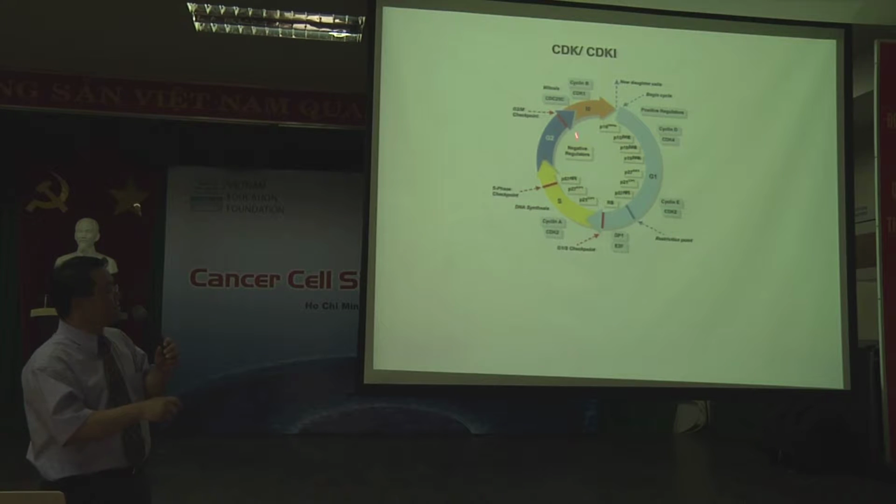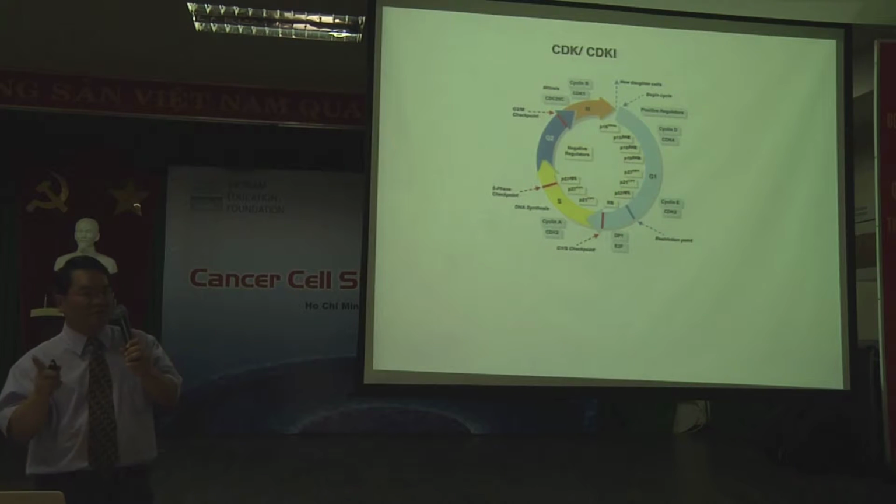Here, just one brake system. But that brake system is composed of P16, P15, P18, P19. The late G1 phase is controlled by cyclin E CDK2. And then they have all these CIP/KIP family members to control that. They control the target of cyclin CDK.